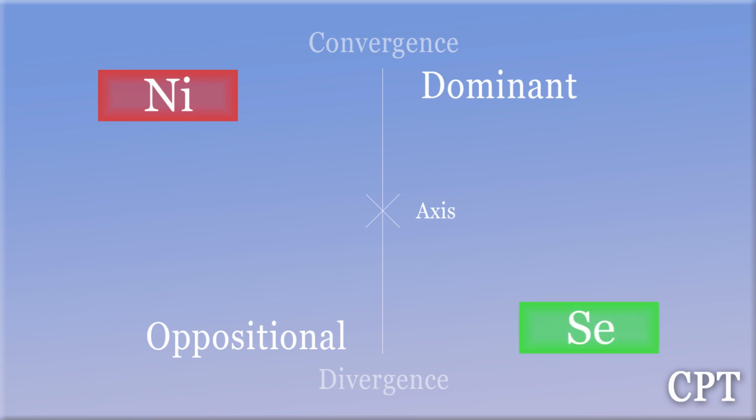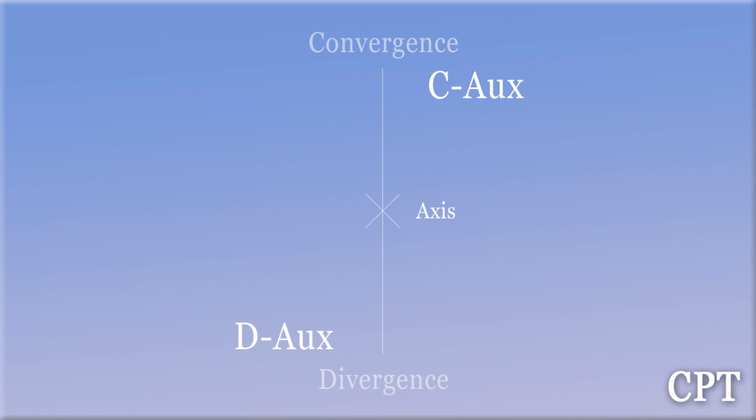Same with your 2 auxiliaries. Convergent auxiliary, in my case, would be introverted thinking, and thus the opposite end of the spectrum, in this regard, would be extroverted feeling, because it manifests the opposite orientation as well as the opposite nature.